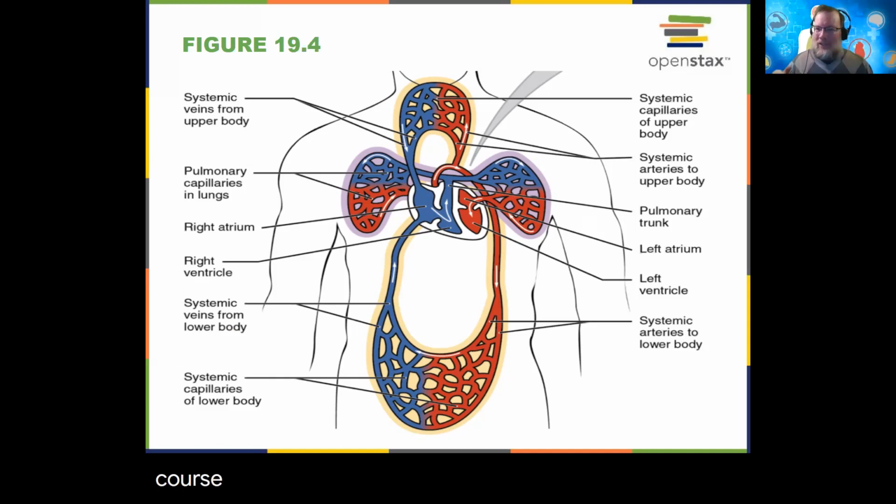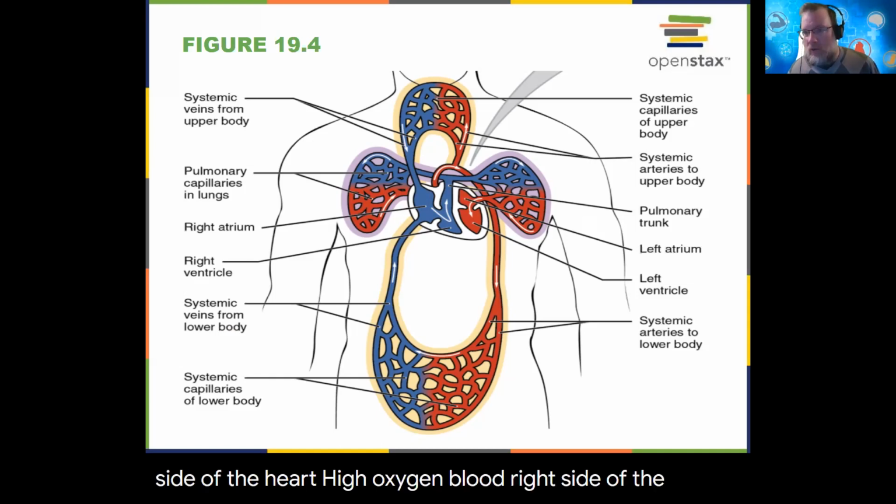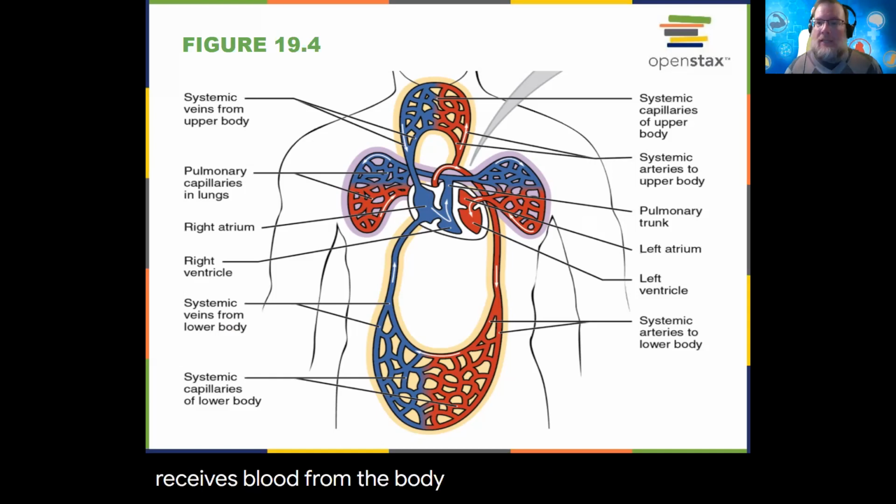And then, of course, next semester we'll go back over this a little bit, but not much. We're going to be moving forward. So anyway, keep that in mind. Right side of the heart, low oxygen blood. Left side of the heart, high oxygen blood. The right side of the heart receives blood from the body and sends it to the lungs. Because the blood's low in oxygen, what do we do with it? We've got to oxygenate the blood. How do we get blood to the lungs? We have to pump it. So the right side of the heart pumps that low oxygen blood over to the lungs. Perfect.